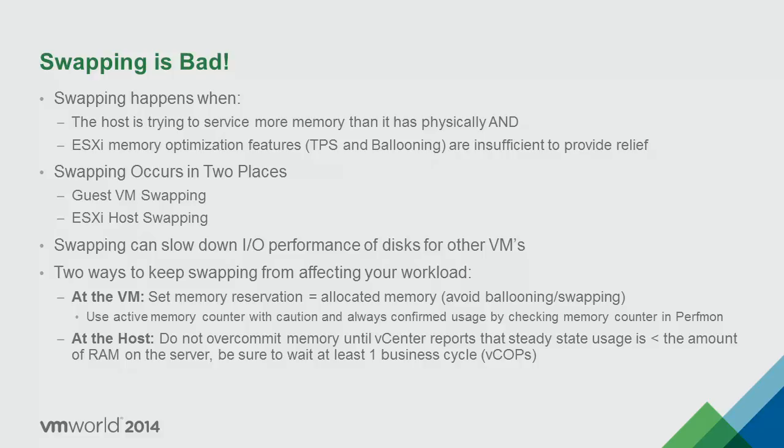So swapping can happen in 2 places, in the guest and at the host. The guest OS swapping, not a whole lot you can do about it. There's a few OS tweaks that you can put in place to minimize that. But at the ESX level, we can completely eliminate swapping. There's 2 ways to keep swapping from affecting your workload. Number 1, at the virtual machine, you can set a reservation to equal the configured size of the memory. That gives a 0K swap file. Or at the host, you can make sure that you don't allocate more memory than you have available on the host in the first place. If there's no overcommitment, there's no swapping.